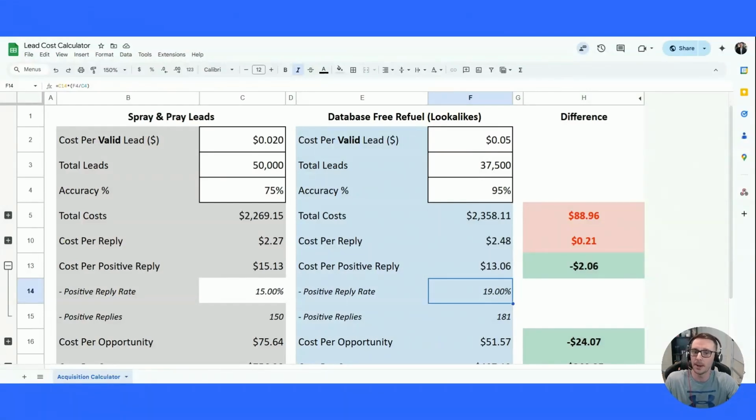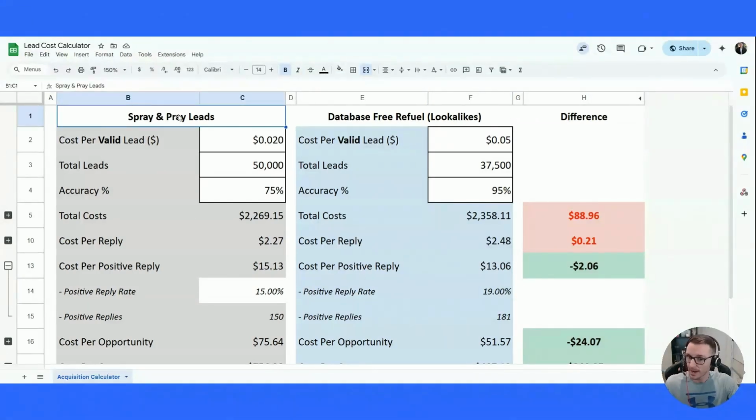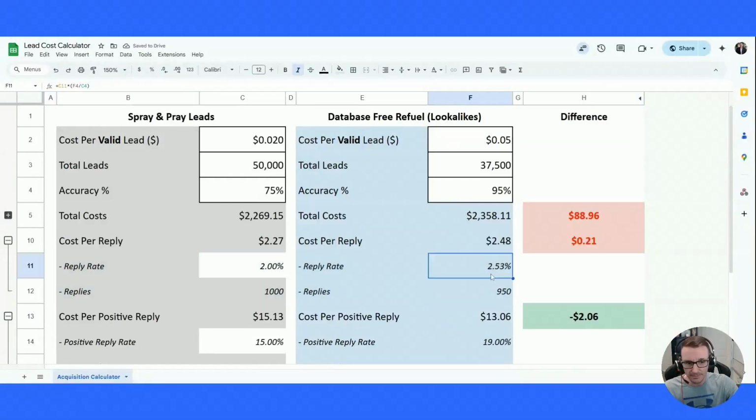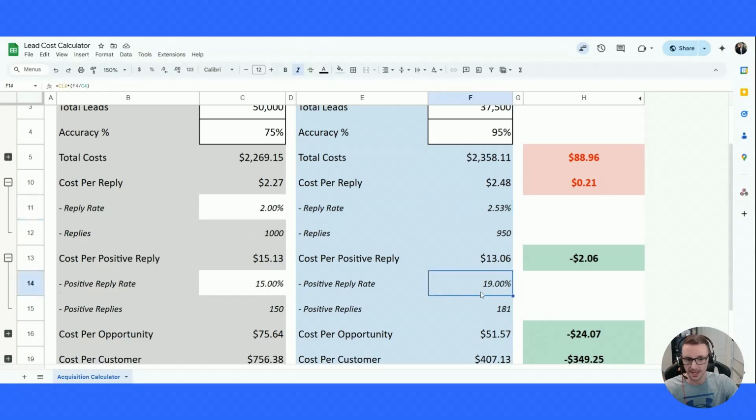We're targeting better leads who look like our best customers and our best prospects instead of inaccurate spray and pray leads. Makes sense, right? Logically speaking, it makes sense that we'd see a higher positive reply rate because we're targeting better prospects. So even though we're getting slightly less replies here, and by the way, our reply rate will increase proportionally as well, just like our positive reply rate.